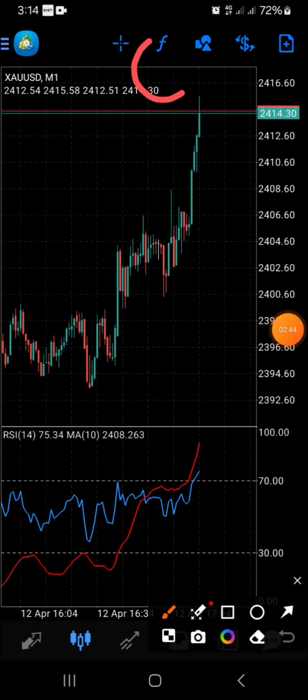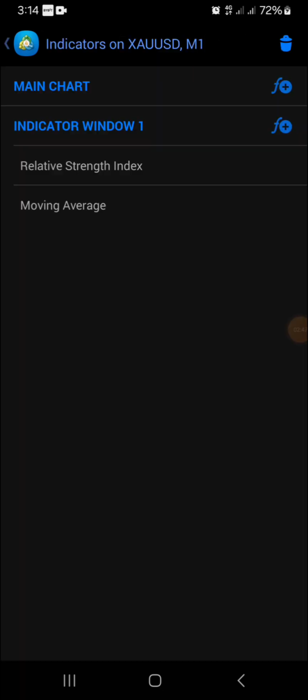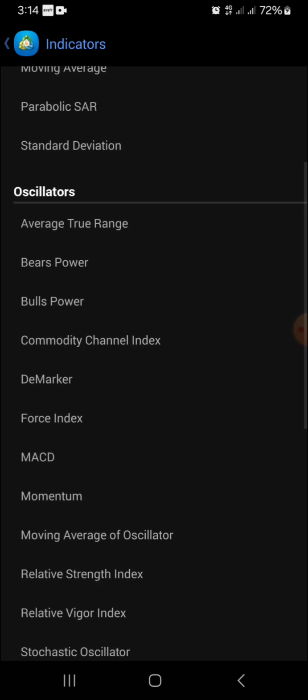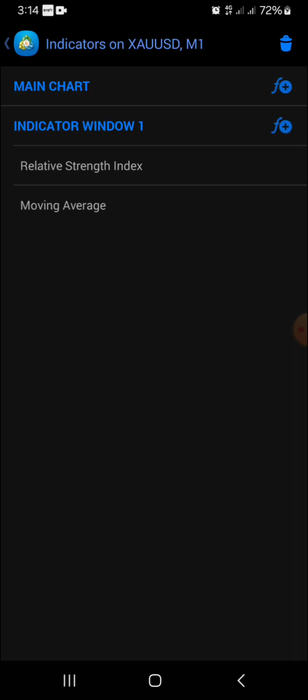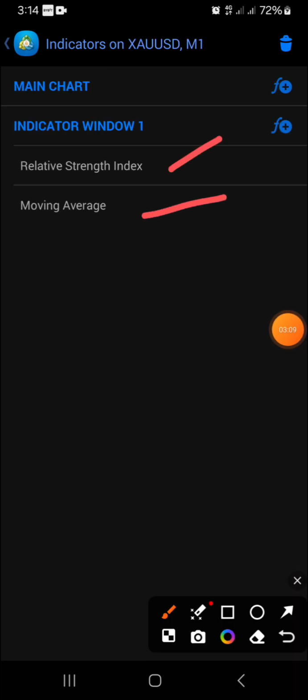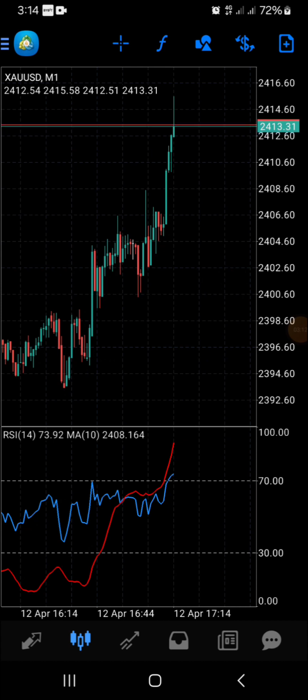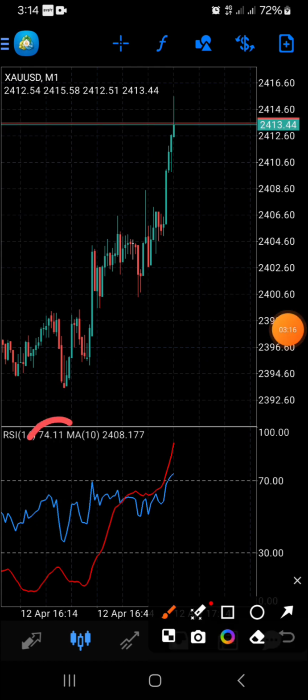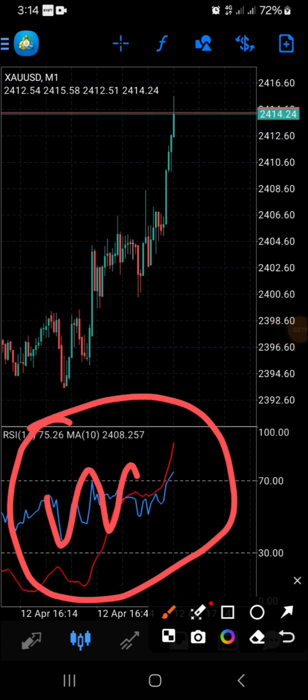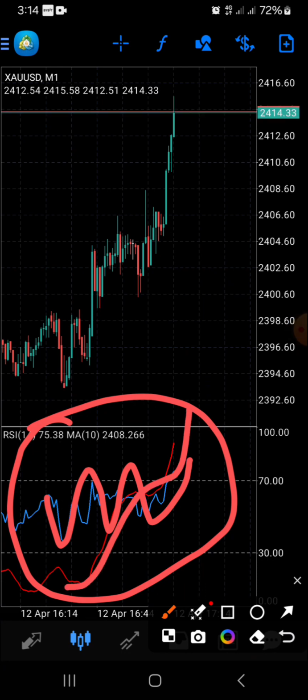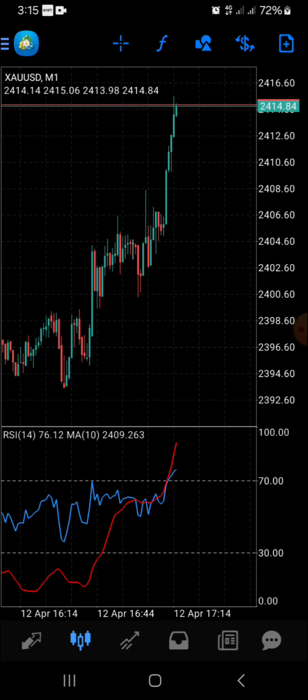You click on this F here. Once you click there, you will see the main chart, which is where you add any indicator into your main chart, while this other one is the indicator window, which is beneath your main chart. Then you click on the indicator window and choose any favorite indicator you want to use. For me, I use the relative strength index and the moving average, which are these two indicators here: the blue one that moves like this, and the red one that moves with a very high movement.